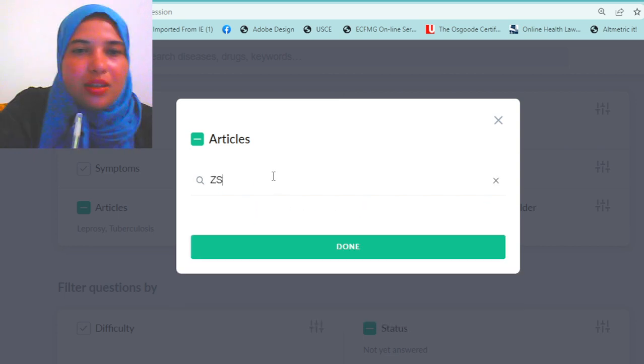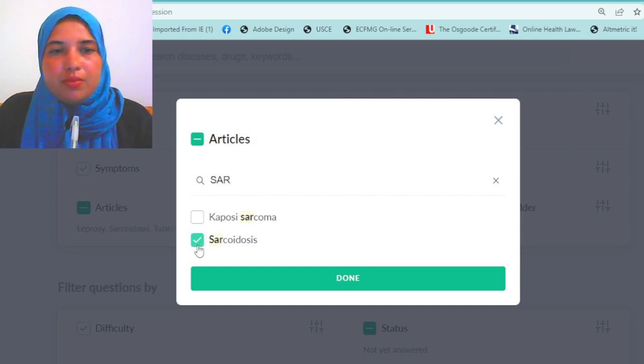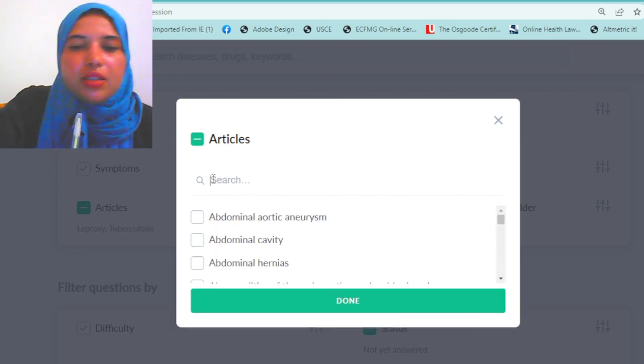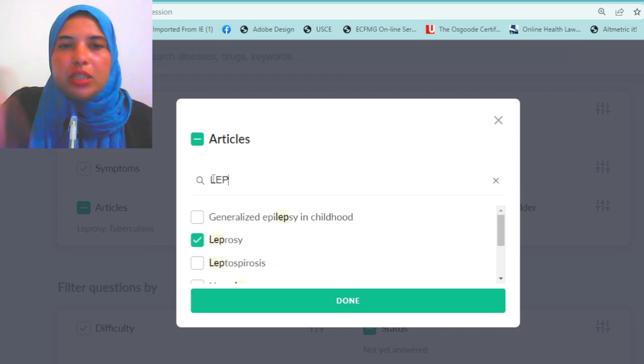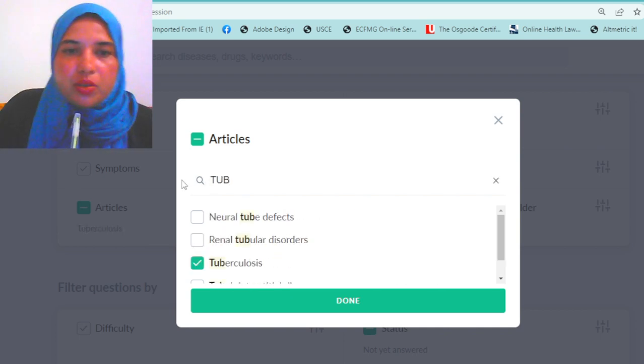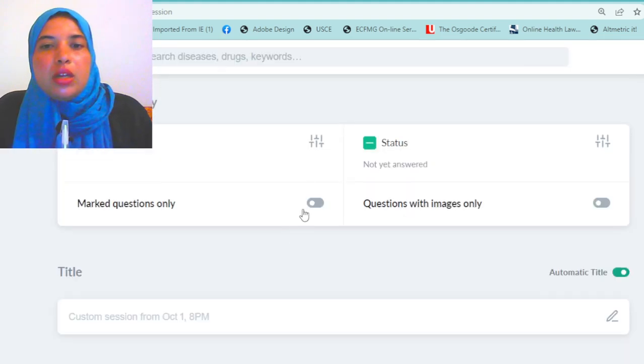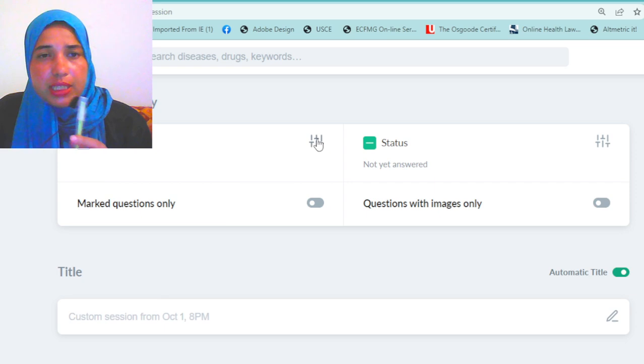Let me find this so that we can just do a, wait, I didn't actually select that. So we can do this qbank together. Let me just unselect tuberculosis because we just want to do general respiratory system together. Next thing you're going to select is difficulty.